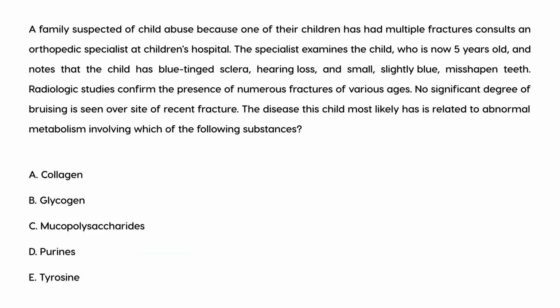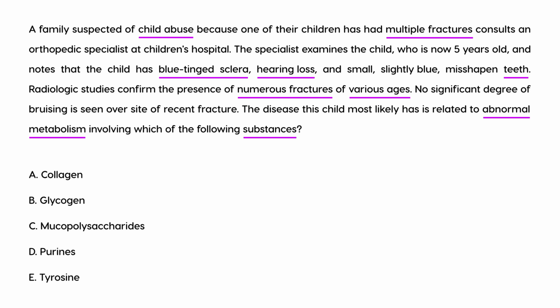And then the last one: a family suspected of child abuse because one of their children has had multiple fractures consults an orthopedic specialist at a children's hospital. The specialist examines the child, who is now 5 years old, and notes that the child has blue-tinged sclera, hearing loss, and small, slightly blue, misshapen teeth. Radiologic studies confirm the presence of numerous fractures of various ages. No significant degree of bruising is seen over the sites of recent fracture. The disease that this child most likely has is related to abnormal metabolism involving which of the following substances?